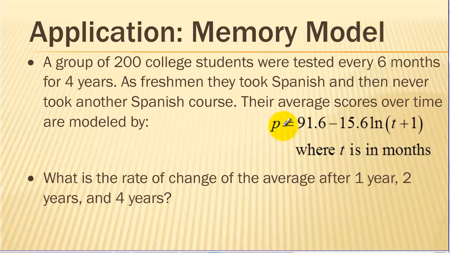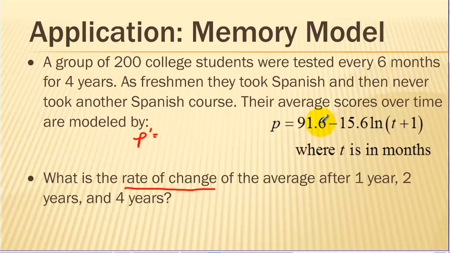If we made an XY table or a P table, we would see that over time their performance goes down, as you would expect. They tend to forget some of what they learned. So we want to find here the rate of change. How fast are they forgetting the information? So we need to find P prime, because the derivative is our rate of change.